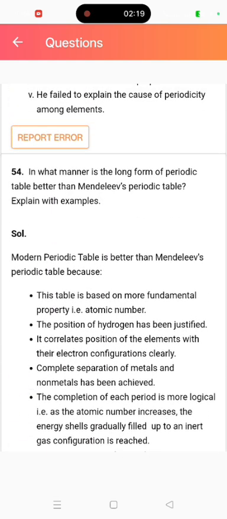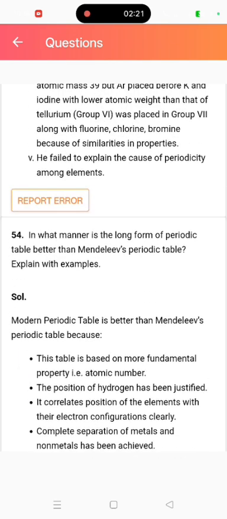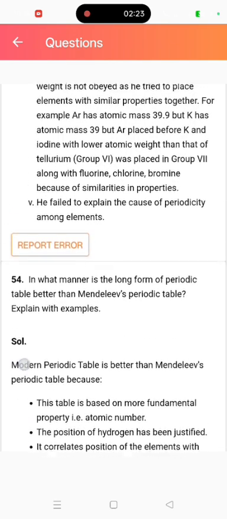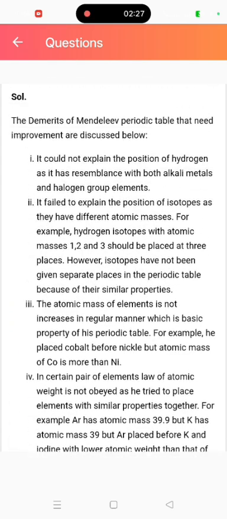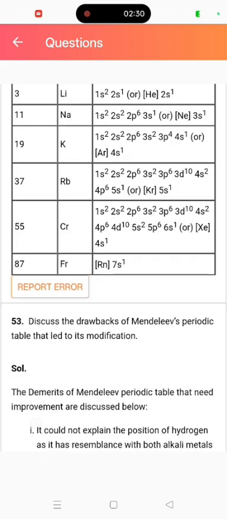Then you have to learn about Mendeleev's periodic table, and how a modern periodic table is better than Mendeleev's periodic table, in what ways, you have to study all that. And the demerits of Mendeleev's periodic table you need to learn.